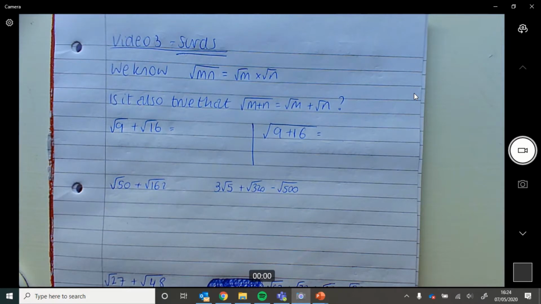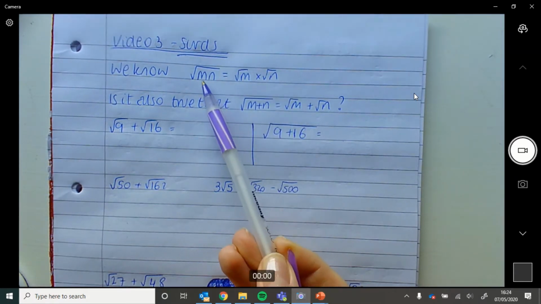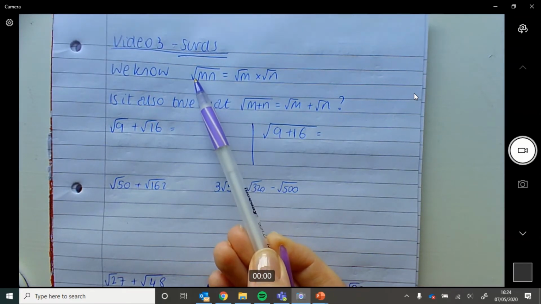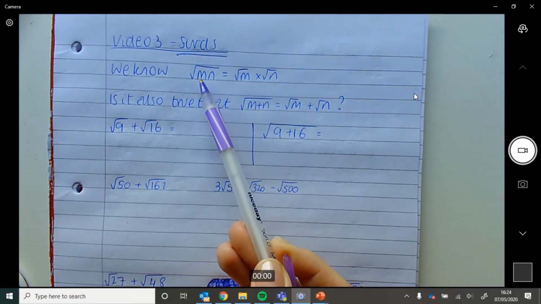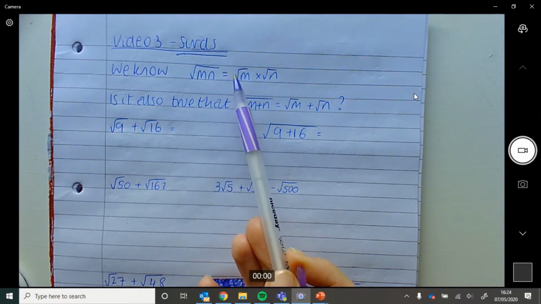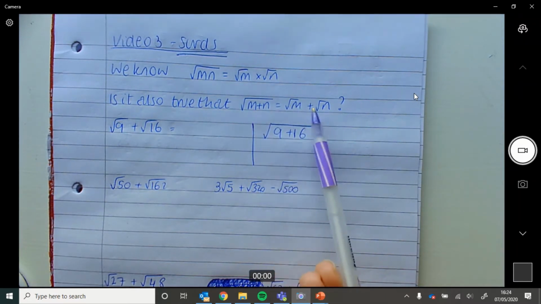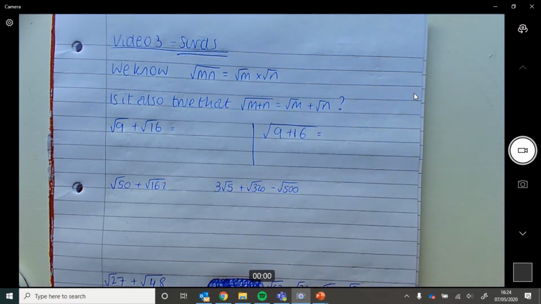So we already know from video 1 that if I have a surd multiplied by another surd, it's the same as the two numbers multiplied together within the surd, or vice versa. So if I had m times n inside the surd, so 9 times 8, it's the same as the square root of 9 times the square root of 8. What we want to test is: is it also true if I add two surds or subtract two surds?